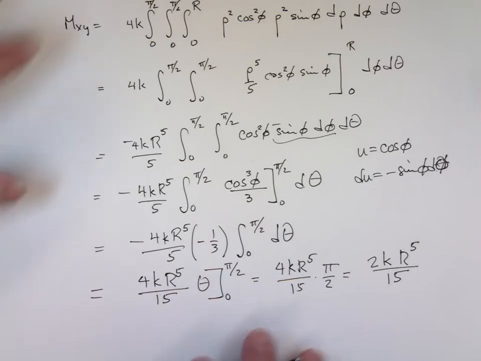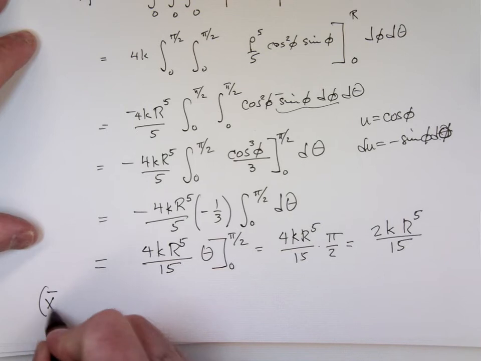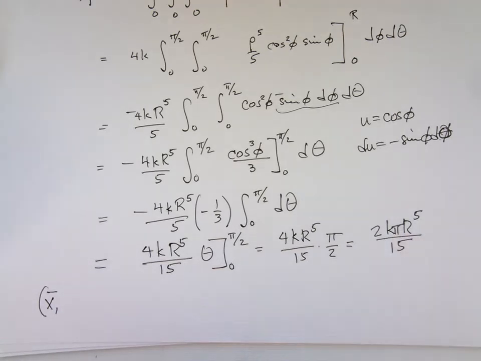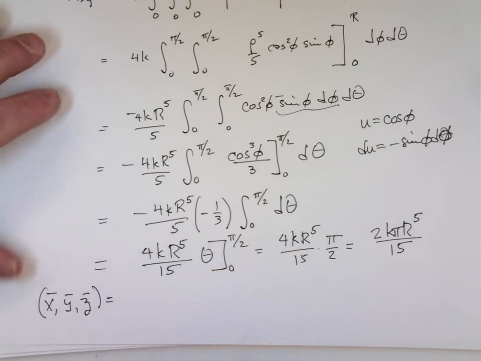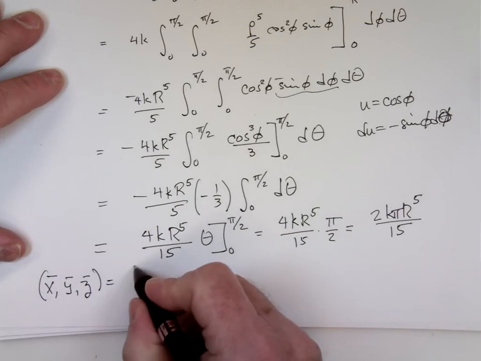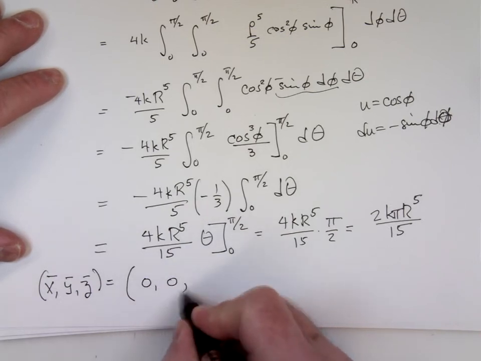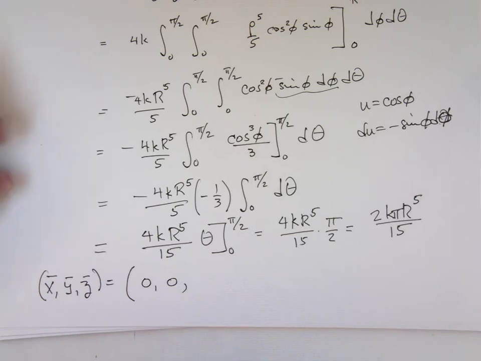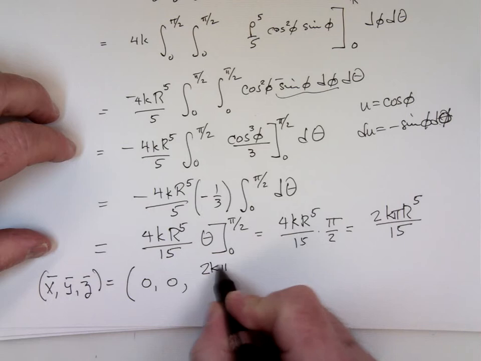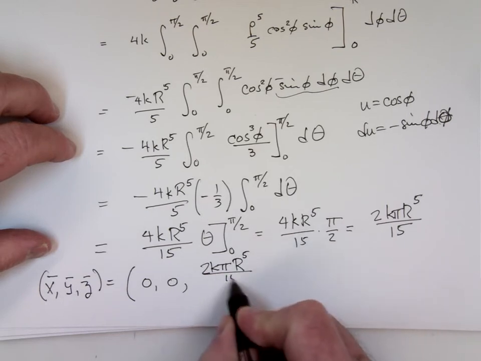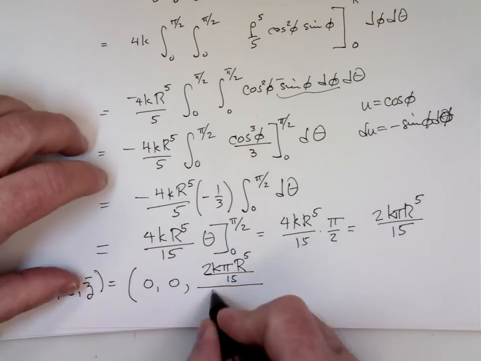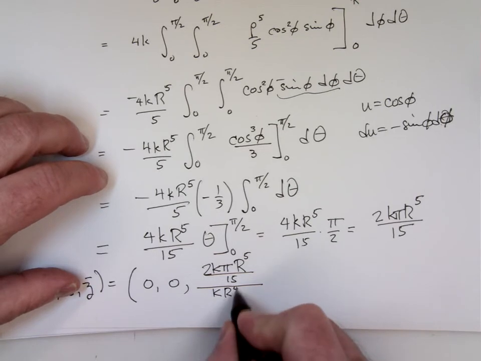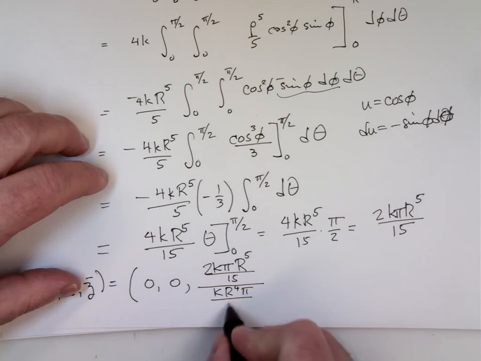Therefore, our center of mass of this object is equal to 0, 0, and the moment about the xy plane, k pi R to the 5th over 15, divided by the mass, which is k R to the 4th pi over 4. Oh man, this is so cool, it's not funny.